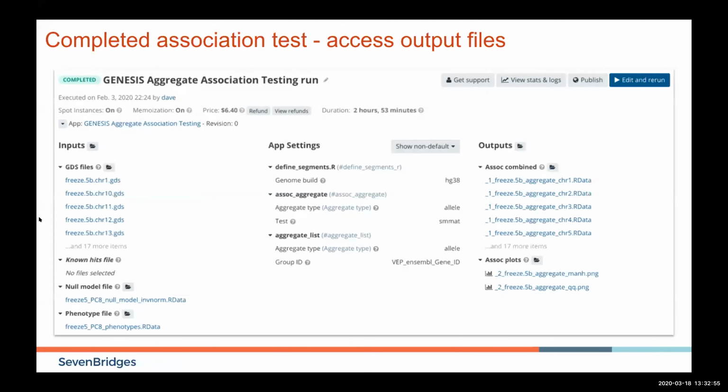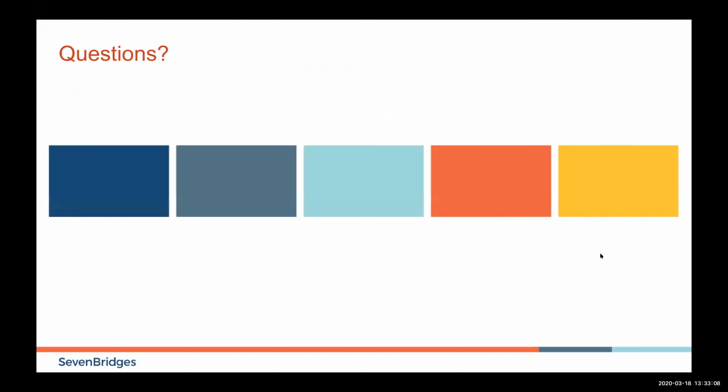To end, this just shows the completed task page for the aggregate association pipeline. This is where users would go to access their result files. And with that, I will take questions.